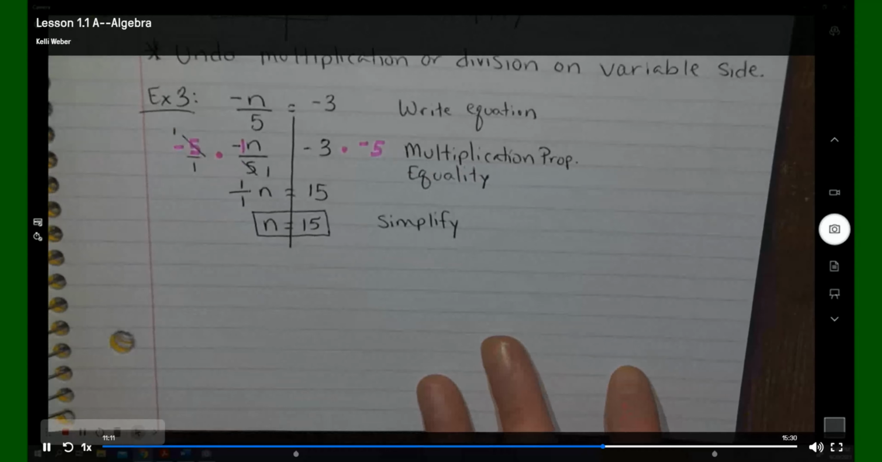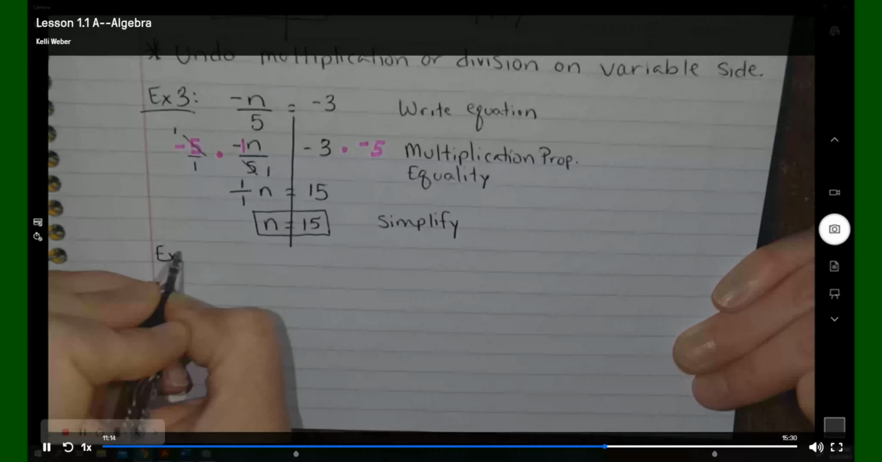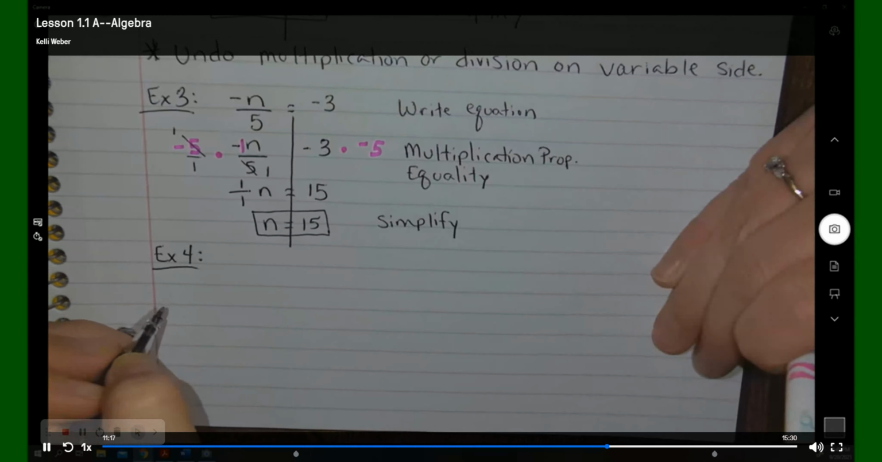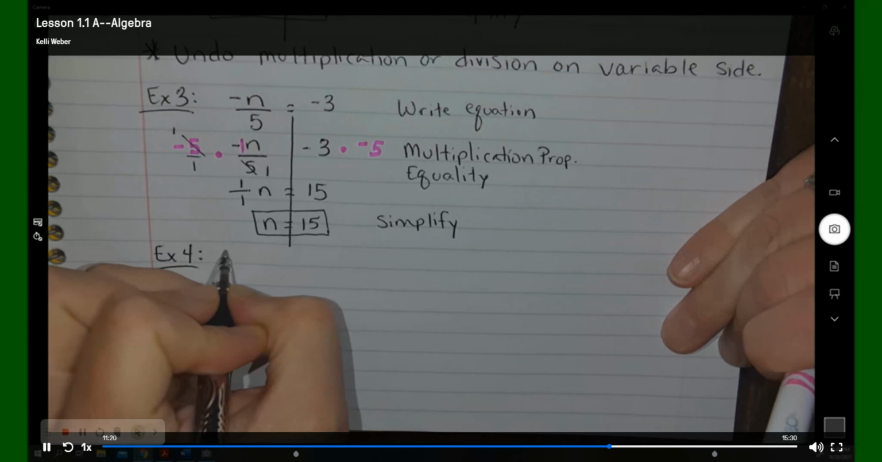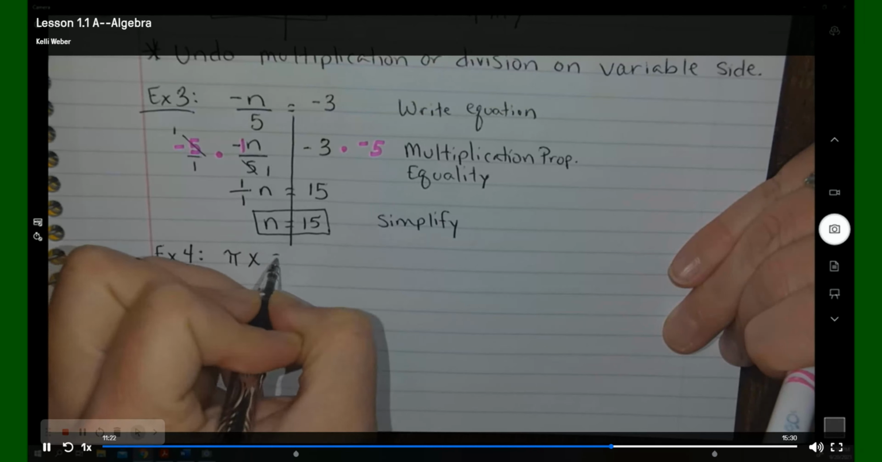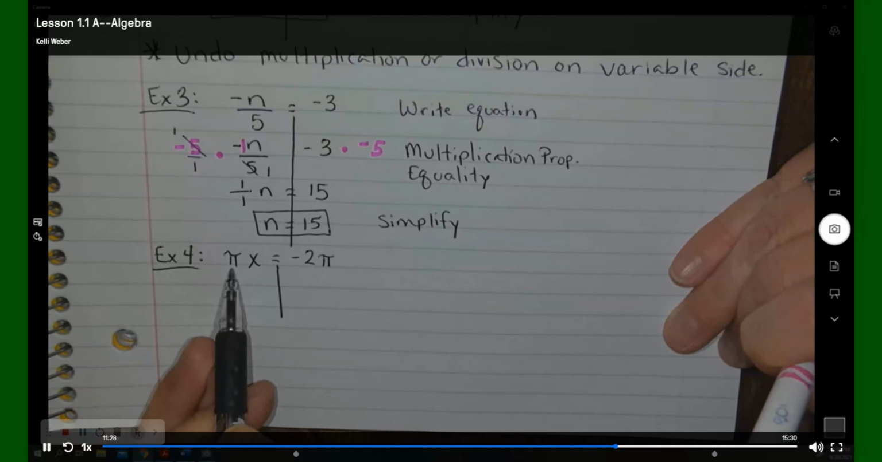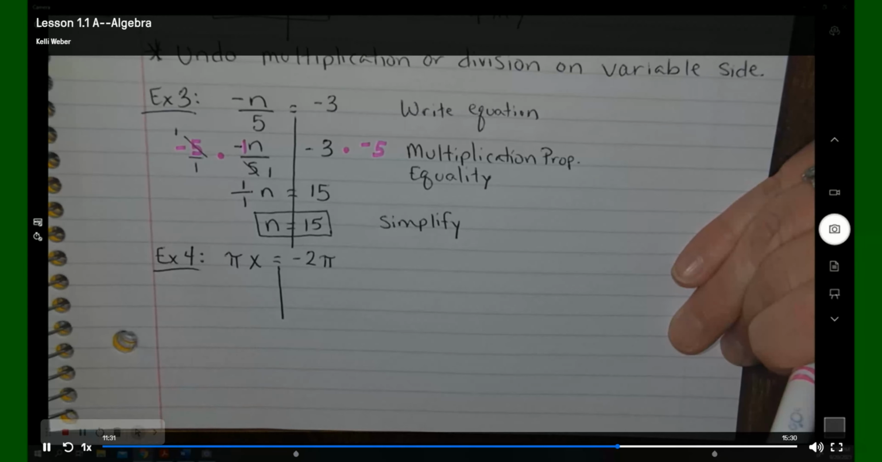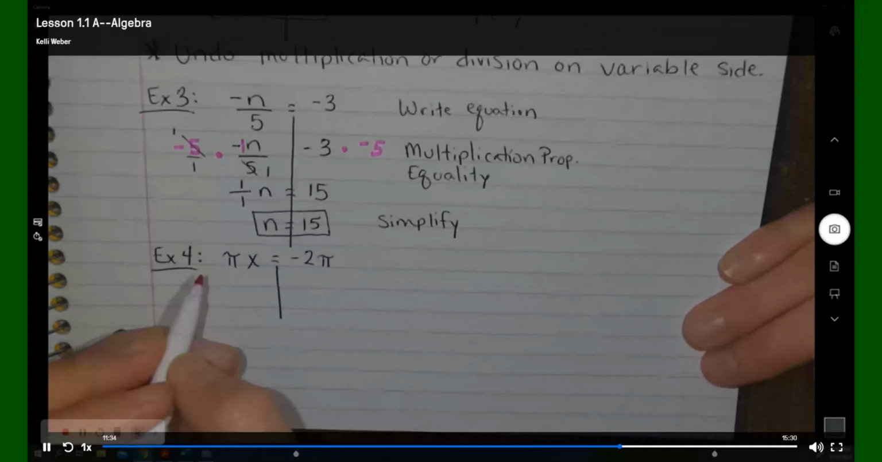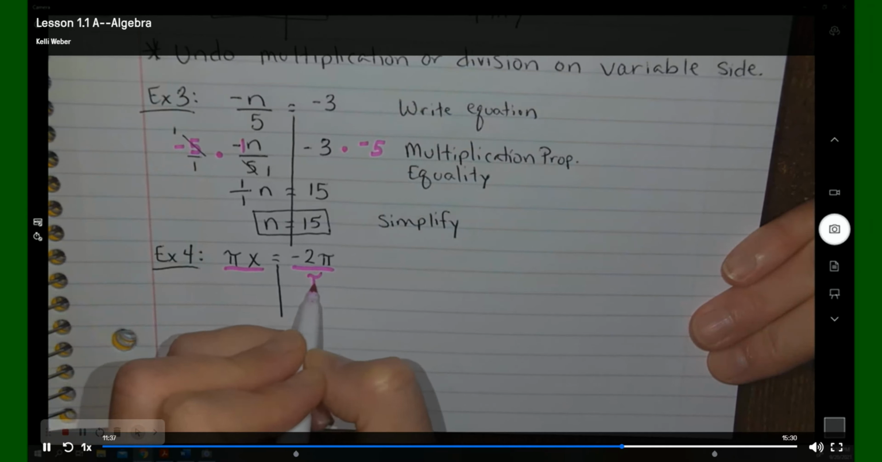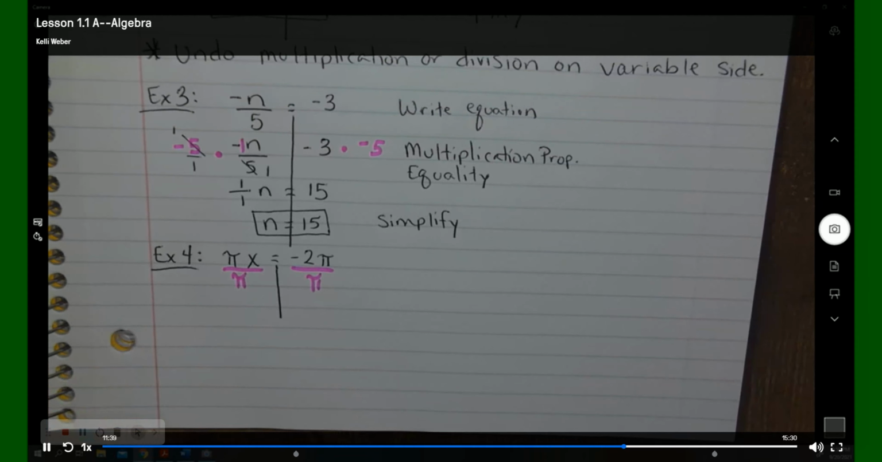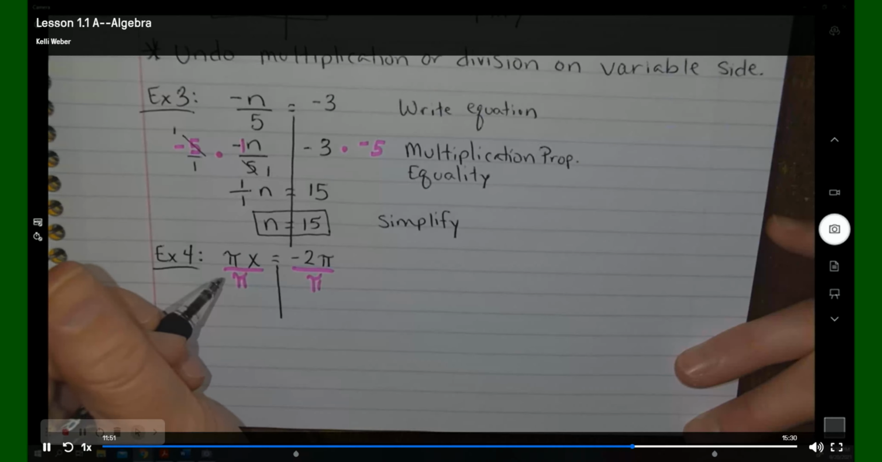All right, so example 4. We have pi x equals -2 pi. Draw my line. This is multiplication, keeping that x from being alone. So we're going to undo that by dividing both sides by pi. And I would suggest writing your division as a fraction, because in some instances, that's going to make life so much easier, because you'll just be able to simplify your fraction and be done with it instead of having to actually do a lot of division.